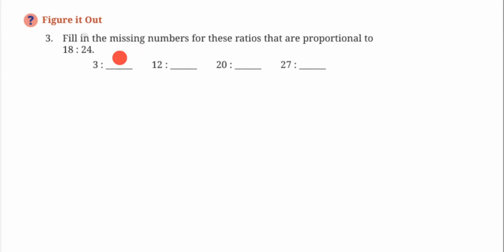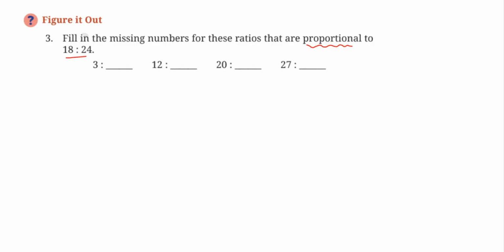So here we have one term missing in each ratio given, and they have given that these ratios are proportional to 18:24. Let's understand what is the meaning of proportional. Proportional means when we say the two ratios are same, we say these two ratios are in proportion. So how to find the missing term if the ratios are proportional? When ratios are in proportion, there will be a common factor. We can either multiply or divide that.